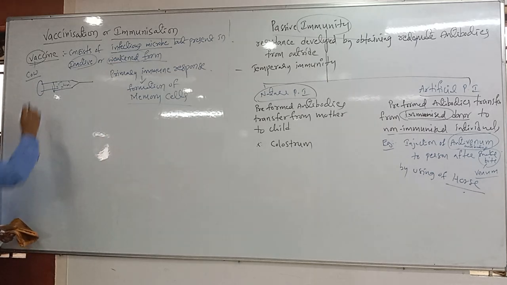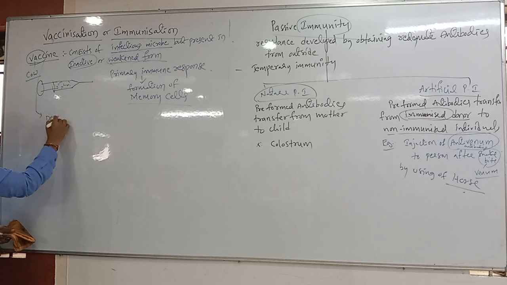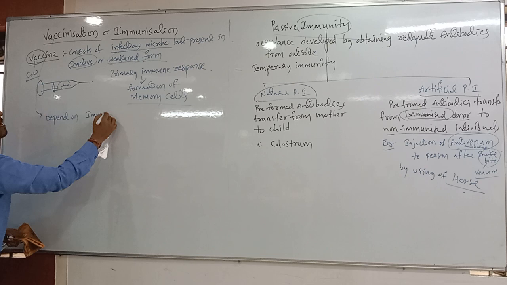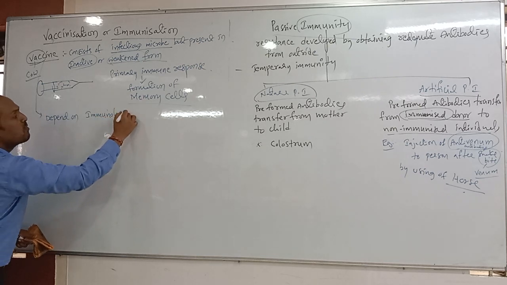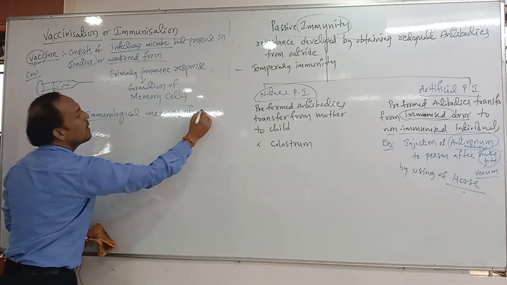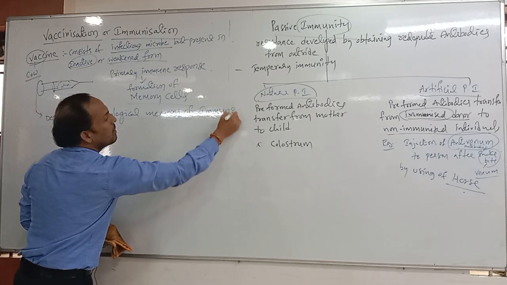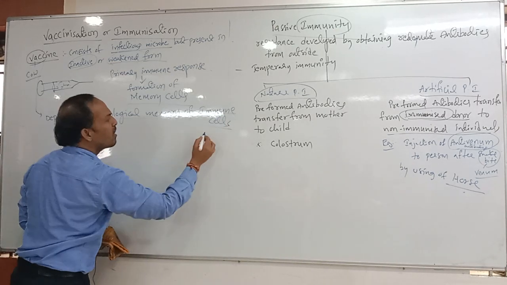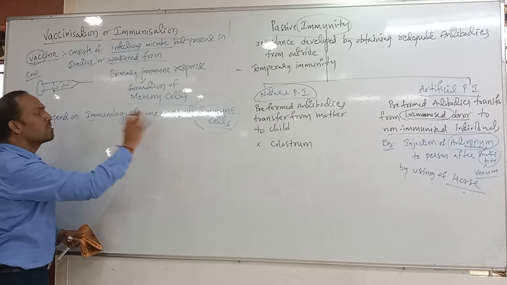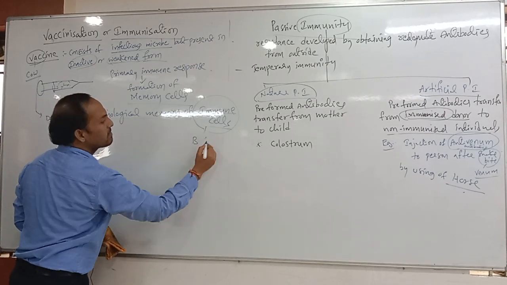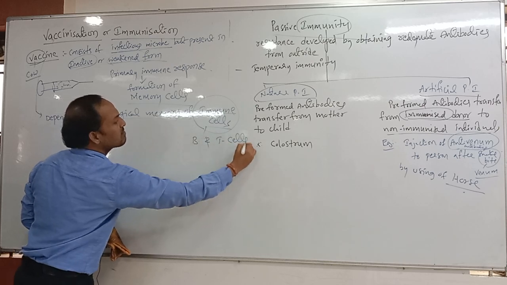Formation of memory cells. That is why vaccination commonly depends on the immunological memory of immune cells. Which immune cells are commonly controlling this memory power? Come on, which immune cells? B cells and T cells. B and T cells are commonly responsible for this.